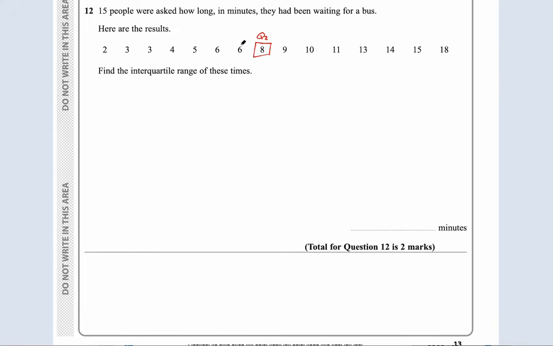Q1 is then the middle of the numbers to the left of the median. So it's actually going to be this guy. He's Q1 because 3 to the left, 3 to the right. And then this guy is Q3, middle of the numbers to the right. 3 to the left, 3 to the right. So the interquartile range, IQR, is equal to 13 minus 4, which is 9. So the interquartile range is 9 minutes.